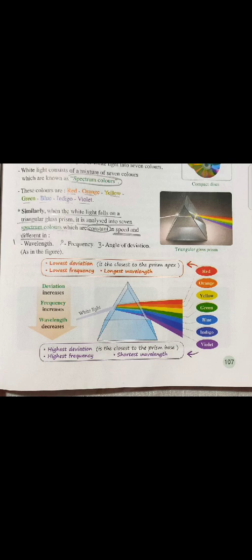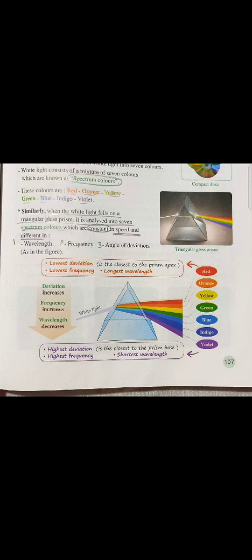You should know that the spectrum colors have constant speed. They have constant speed, but they differ in the wavelengths, the frequency, and the angle of deviation. Again, they have constant speed, but differ in wavelengths, frequency, and angle of deviation. If we study the picture, we can see that the white light splits into 7 color spectrum, starting with red and ending with violet.